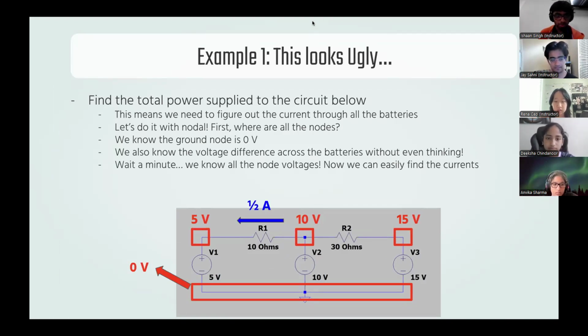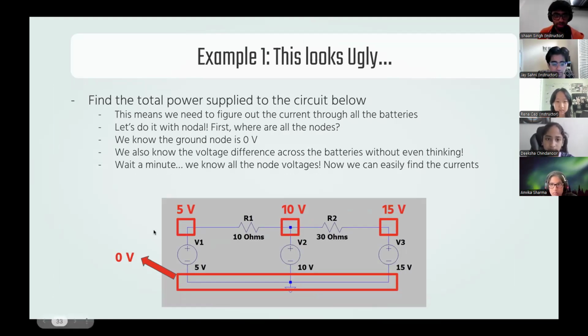And before we show it, are we clear on why the voltage at those top three nodes at the left, middle, and right corners are 5 volts, 10 volts, and 15 volts? Is anyone unclear on that? At the bottom, we're at ground.